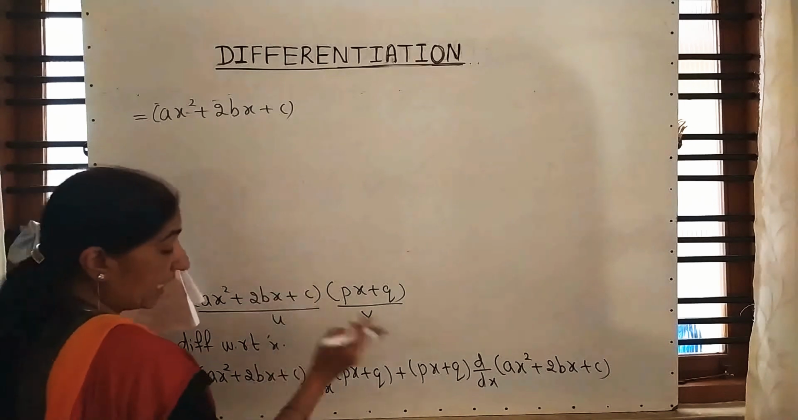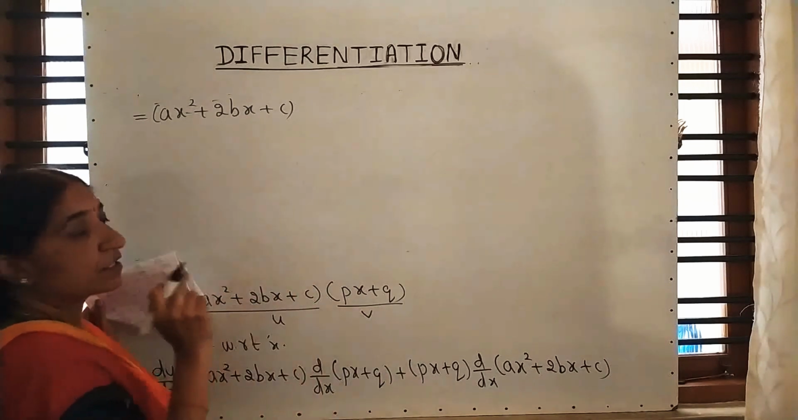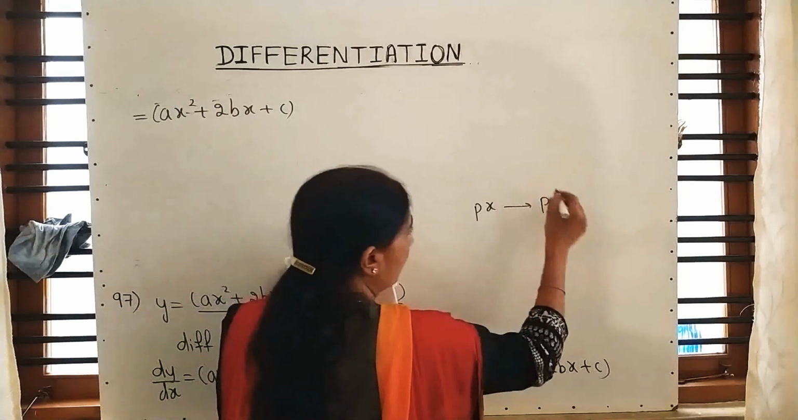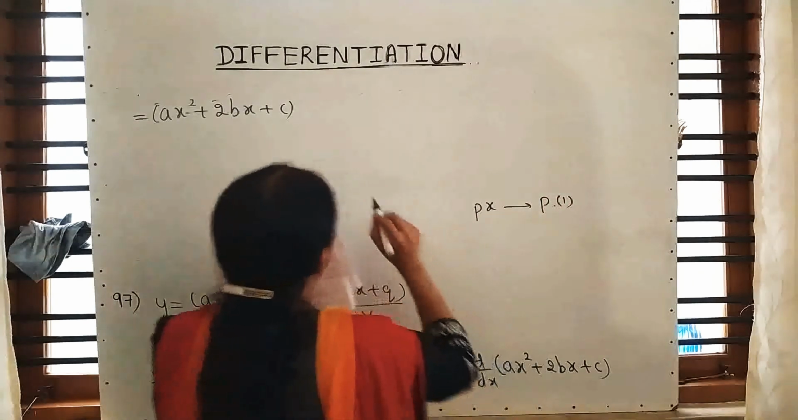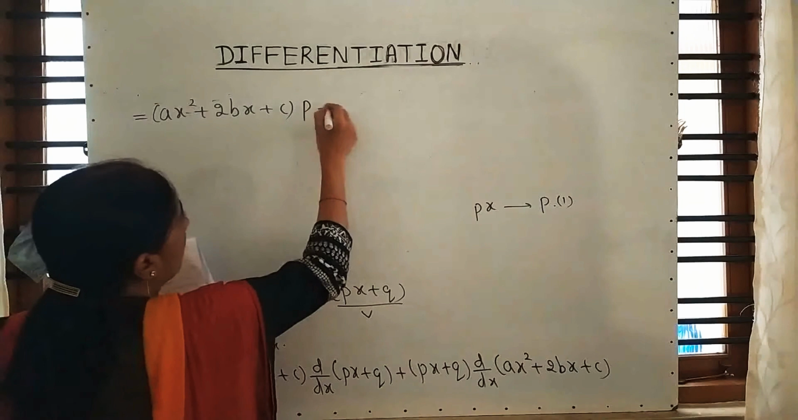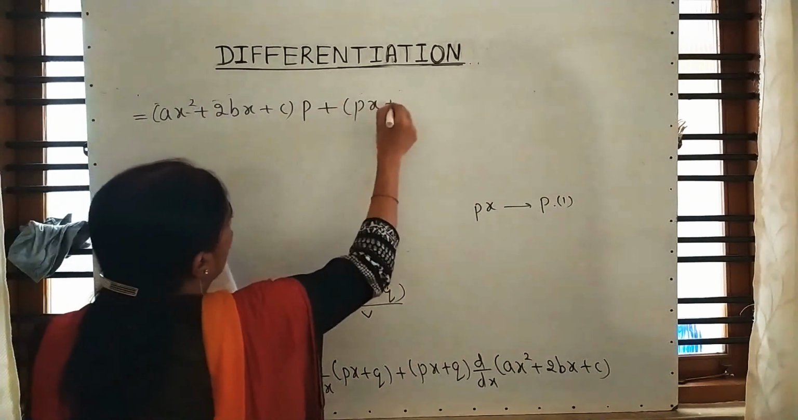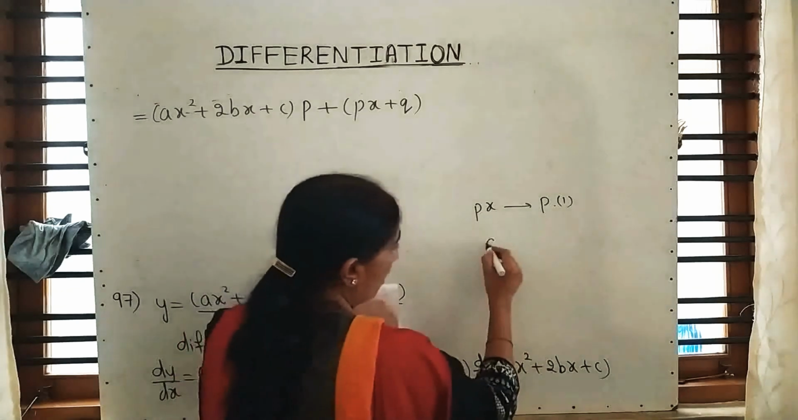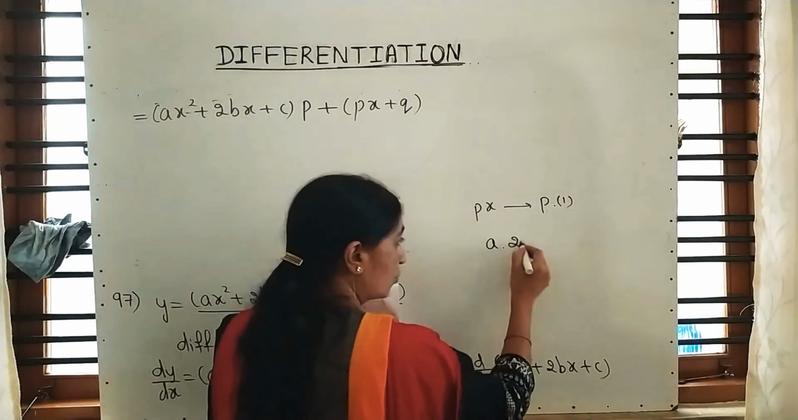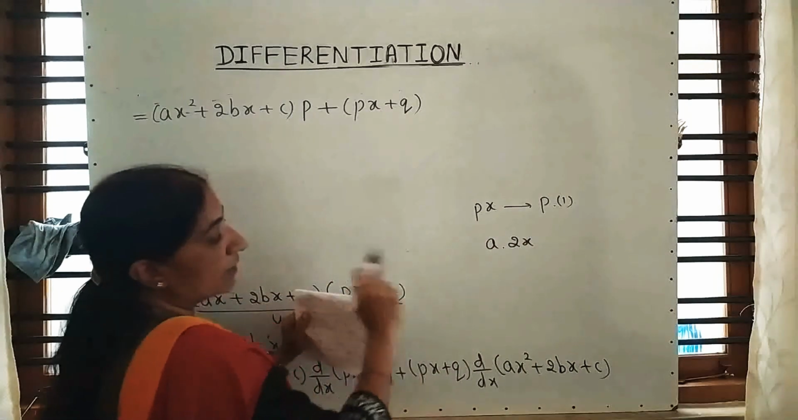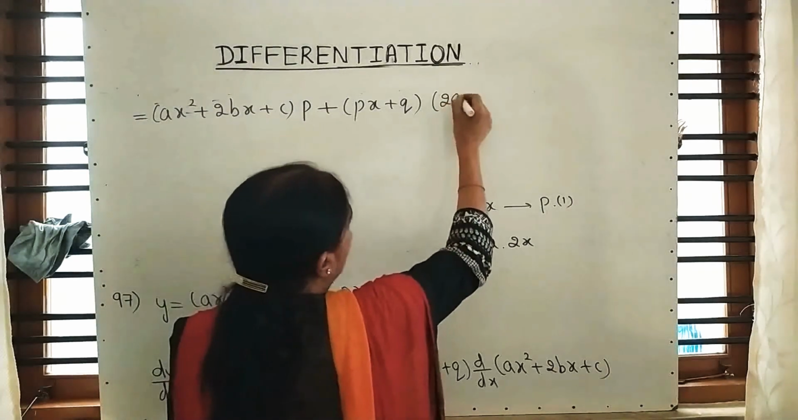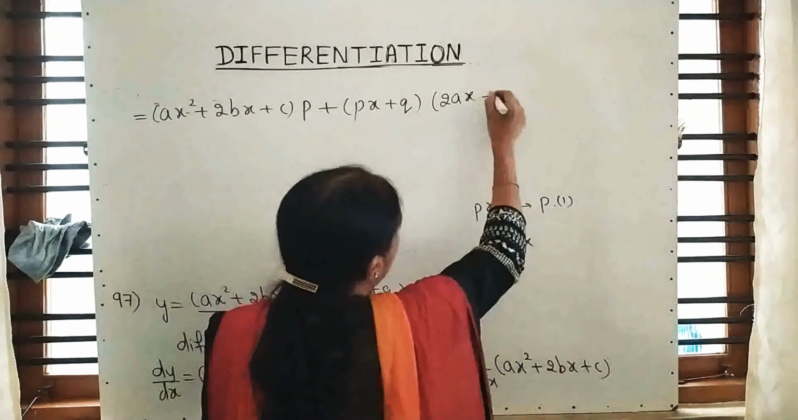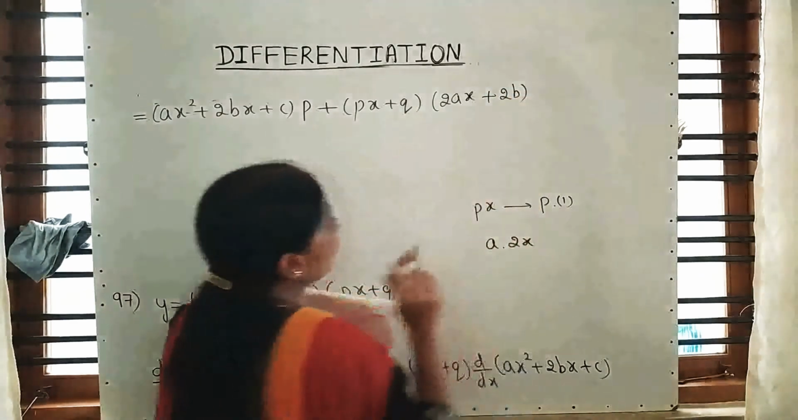And px, p is a constant, differentiation of x will be 1. Px will be written like that. P as it is, differentiation of x will be 1. That means your final answer is p. Next, px plus q as it is, because before differentiation. What is ax square? A as it is, differentiation of x square is 2x. That means 2ax. Here 2b constant, differentiation of x will be 1, so keep as it is.